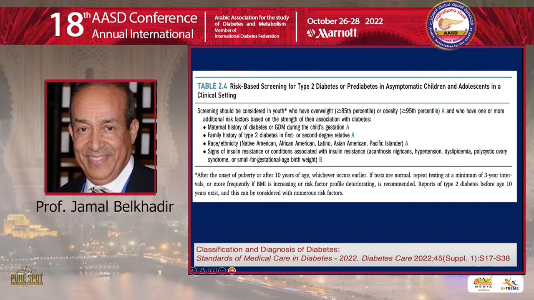And after the onset of puberty or after 10 years of age, whichever occurs earlier, if tests are normal, repeat testing at a minimum of 3 year intervals, or more frequently if BMI is increasing or risk factor profile is deteriorating, is recommended.